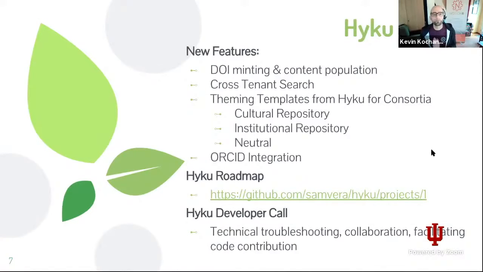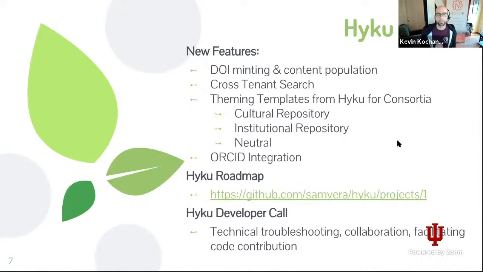Hyku 3.0.2 is the current release. We had some new features in 3.0, including DOI minting, and cross-tenant search is coming. Theming updates from Hyku for Consortia are now in Hyku. That includes the 3 templates that you can choose from the admin side. You don't need a developer to deploy them. So you've got a cultural repository theme, an institutional repository, and a new neutral one. Those give all different UIs instead of just the out-of-the-box Hyku experience.